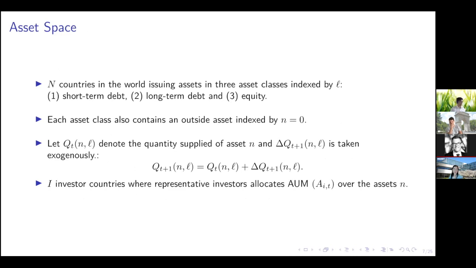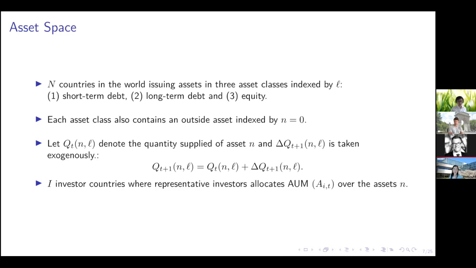We're going to take quantities Q to be exogenously given. They're going to be the quantity supplied of each asset n. And also delta Q, the changes in these quantities of assets, are also going to be taken exogenously. So if you're thinking about what's the quantity of assets out there, Q_{t+1} is equal to the quantity that was issued yesterday plus some exogenous issuance, delta Q_t.